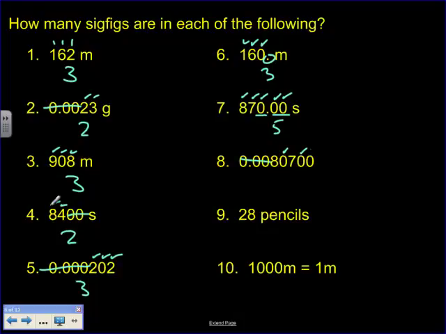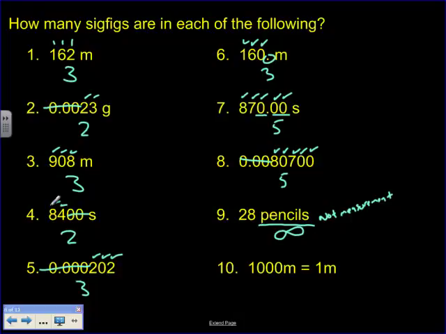Number 8, cross out the leadings, captive counts, trailing to the right of the decimal also counts, so that's 5. Number 9, 28 pencils, that's a count, always infinite. Okay, so it's not a measurement, it's actually a count. Anytime it's a count, it's always infinite. That's an easy one, that's always a gimme.